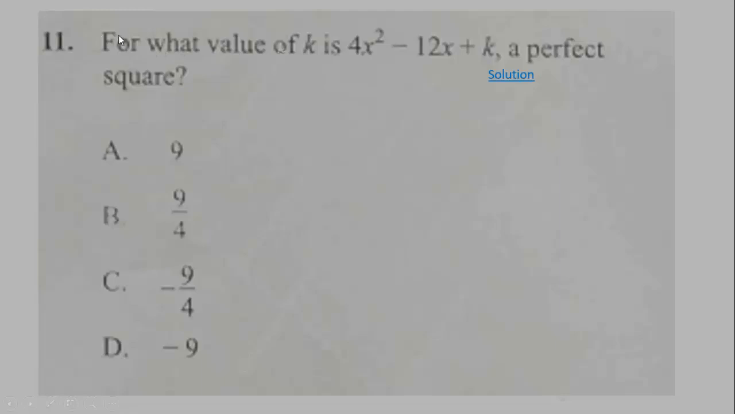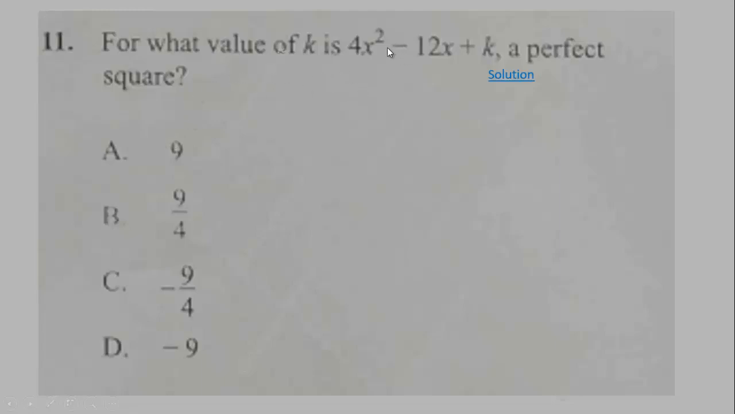Question 11. For what value of k is 4x squared minus 12x plus k a perfect square? So this is question 11 of WASSCE 2021 Elective Mathematics.